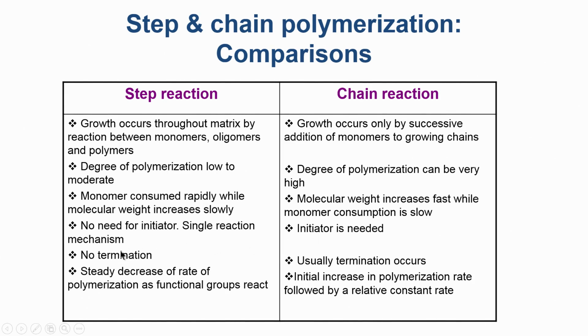No termination step is required in step reaction. In chain reaction, the termination usually occurs through the combination and the disproportionation we talked about. As the functional groups react you have less and less monomer, and then the polymerization rate decreases. However, in chain reaction initially there is an increase in the polymerization rate because the initiator is creating more and more reactive sites, and then it reaches a relatively constant rate till the monomer starts to deplete significantly.